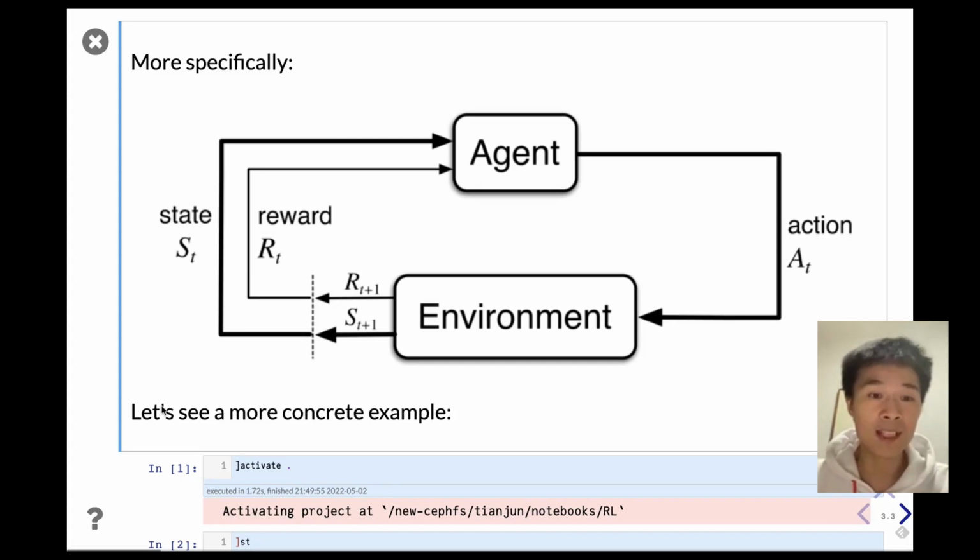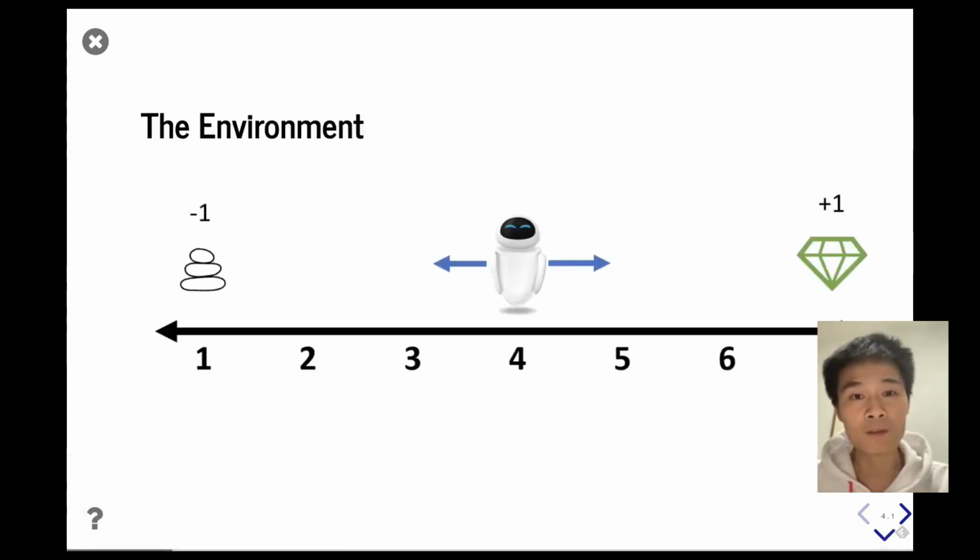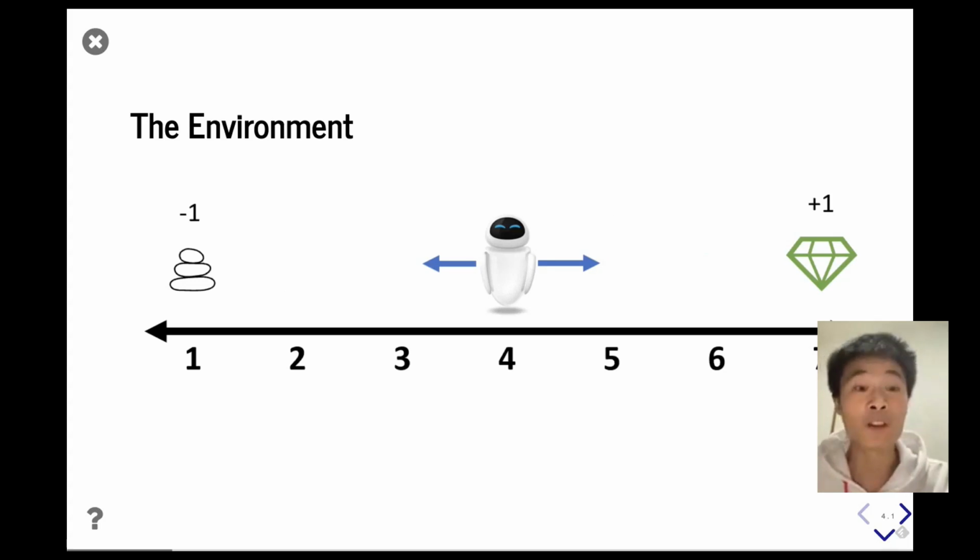This example is added in the docs from the official Julia reinforcement learning org. The environment is a very simple one. Suppose that we have a boat Eva at position 4 on the axis, and it can either move left or move right, one step at each step. If it reaches position 7, then it gets a reward of +1. And if it reaches position 1, then it gets a reward of -1. So this is the environment we'd like to play with.